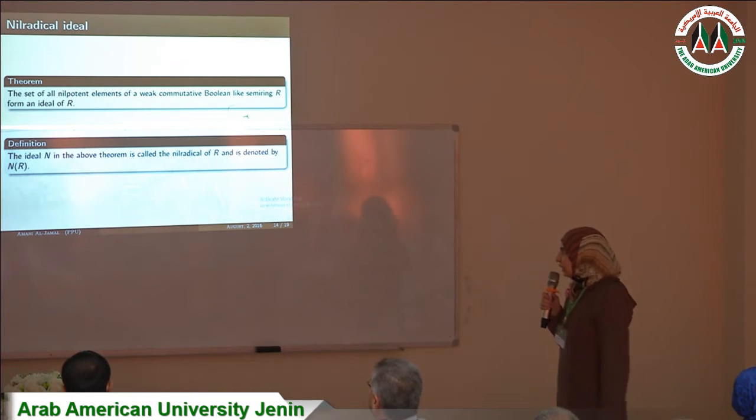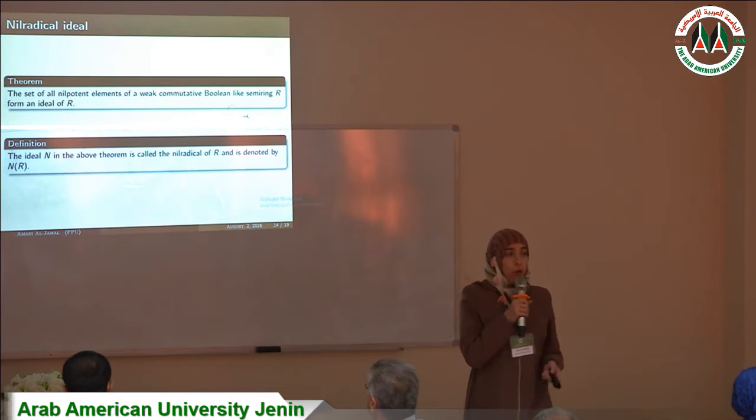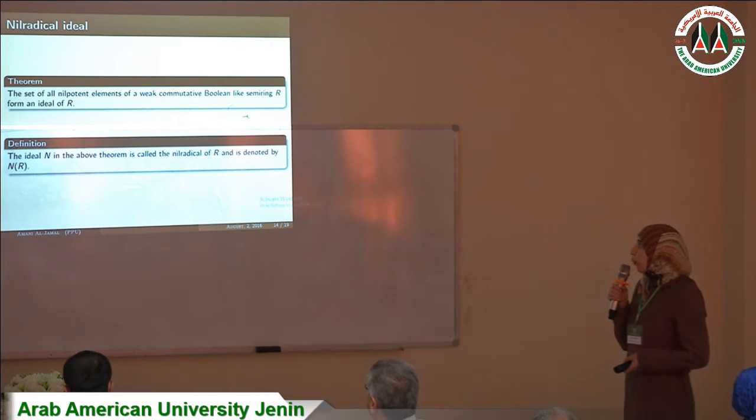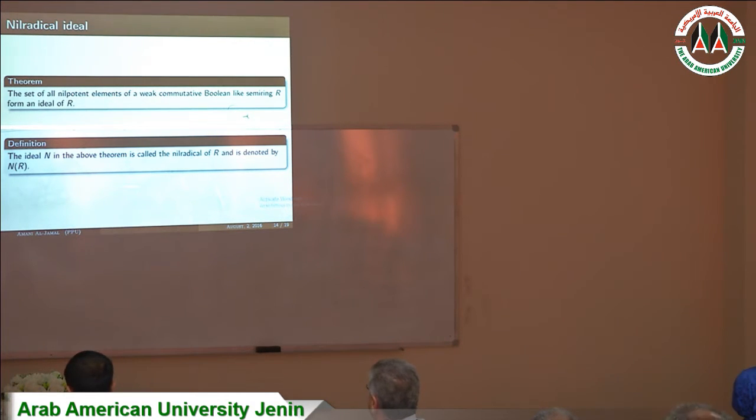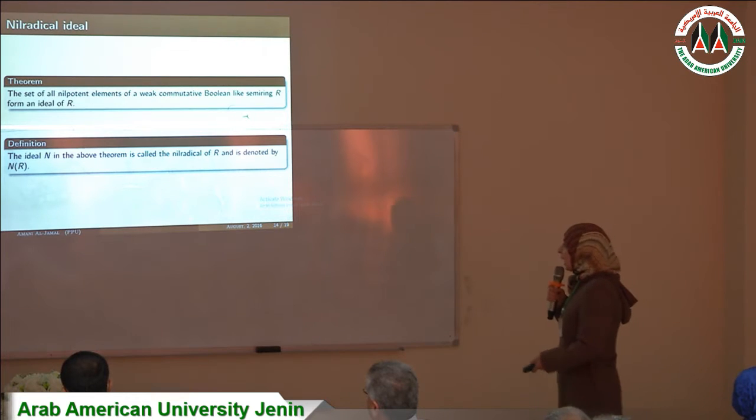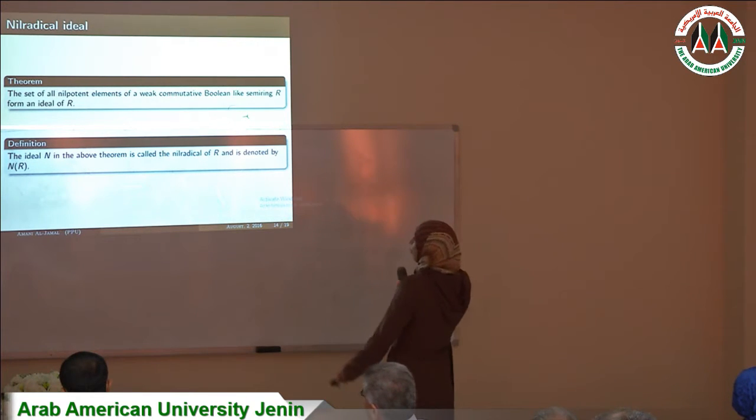The nil radical ideal: the set of all nilpotent elements of a weak commutative Boolean semiring forms an ideal of R. This ideal is called the nil radical ideal and is denoted by N(R).